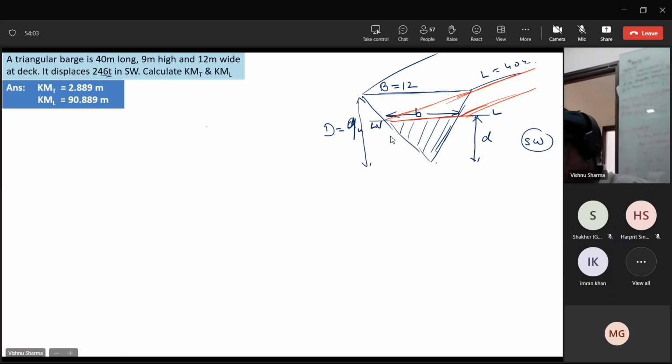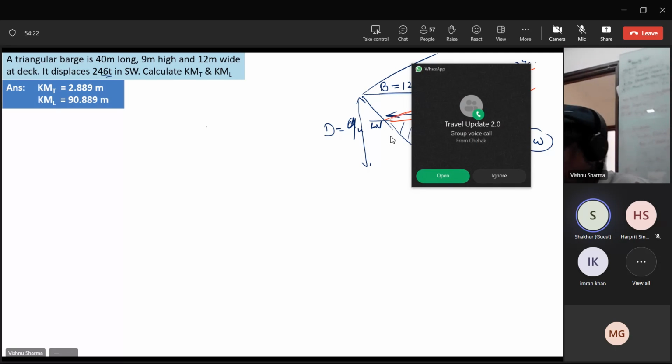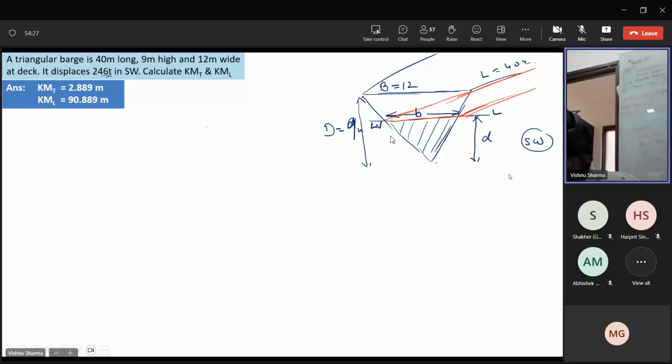So in this case, based on the markings in the diagram, tell me what are the dimensions of the water plane area? We do not have the breadth of the water plane area. There is some marking on the diagram. Tell me the dimensions as per the markings on the diagram. 40 into small b. It has a rectangle of length 40 and breadth small b. Correct?